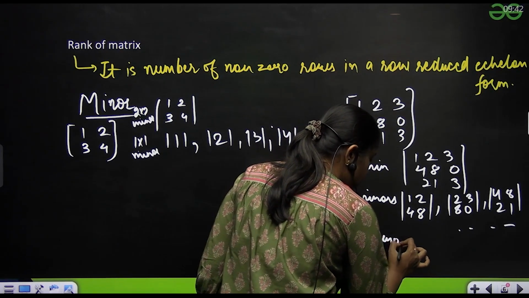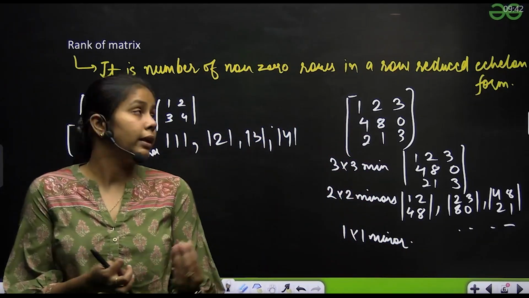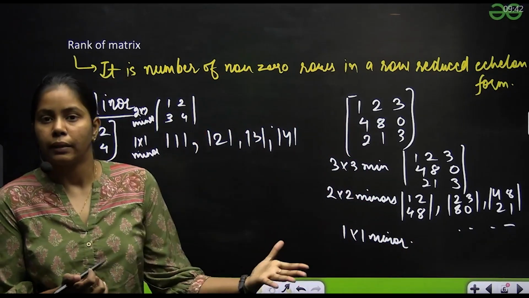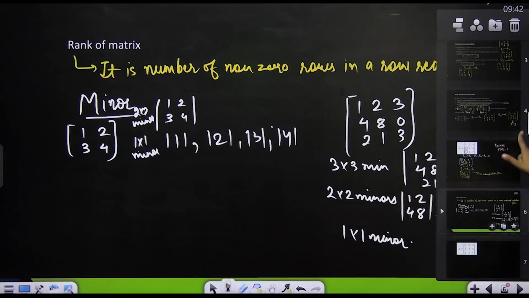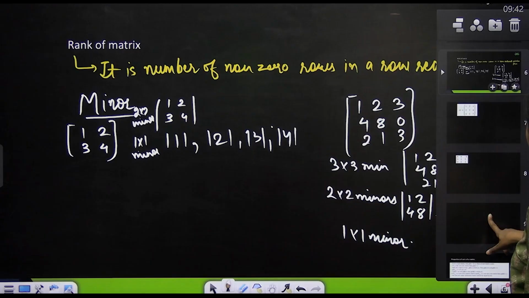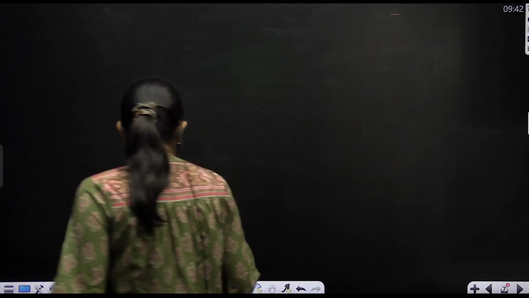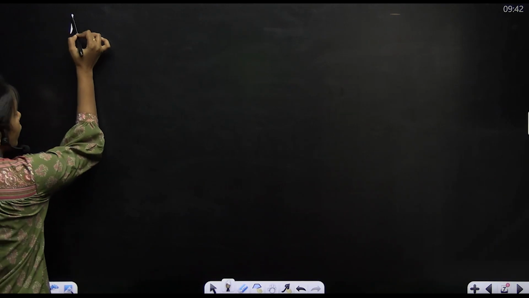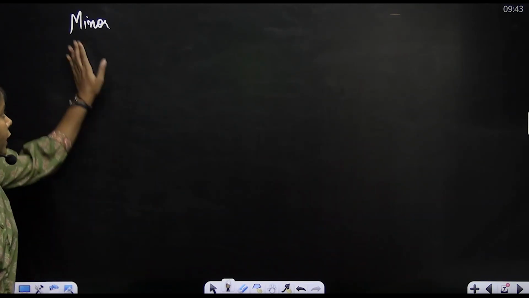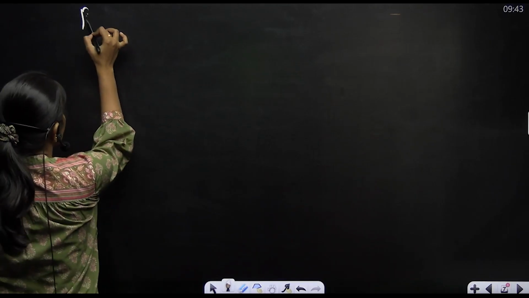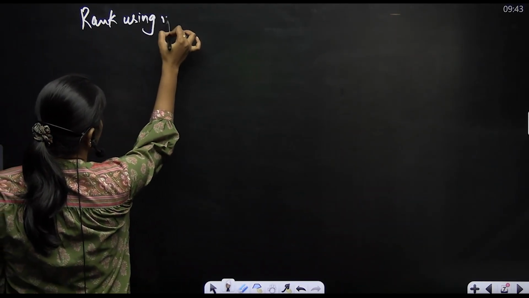So now you know how to find out minors. Now I need to check how to find the rank using minors. So what would I do? I am writing here, I am just finding out rank using minor.